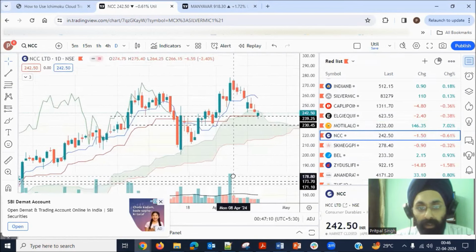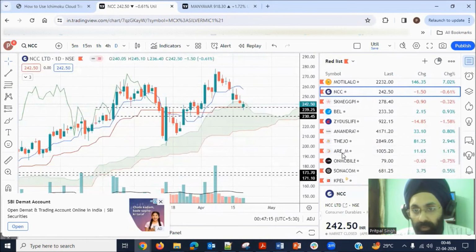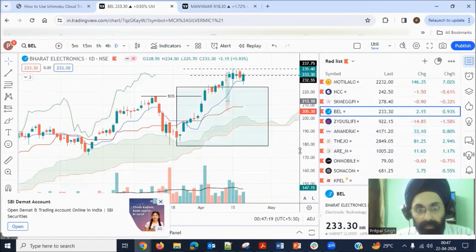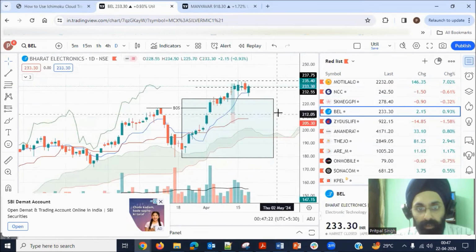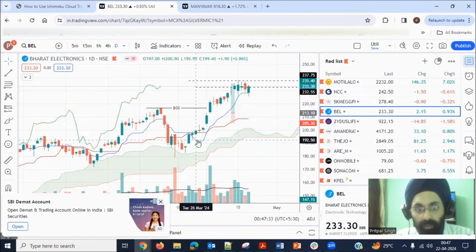Here, I'll show you an example of, yeah, this is an interesting example. Let me hide this for a moment. This is Bharat Electronics, BEL, and this is where the Ichimoku crossover happened. If you see, the blue line Tenkan Sen was below the red line, and here the crossover happens.